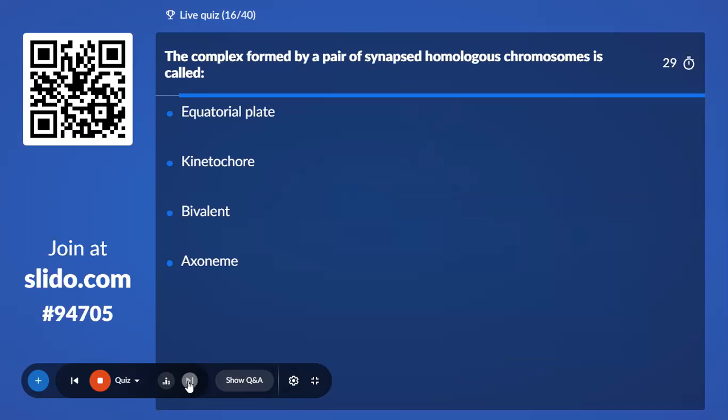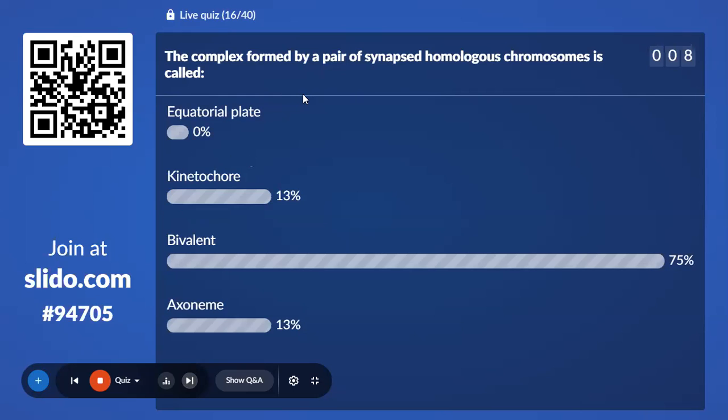The complex formed by a pair of synapsed homologous chromosomes is called option A, equatorial plate, option B, kinetochore, option C, bivalent, and option D, axoneme. Three seconds remaining and you have the answer on the screen. 75% with bivalent, and bivalent is the correct answer. 17th question on the screen.